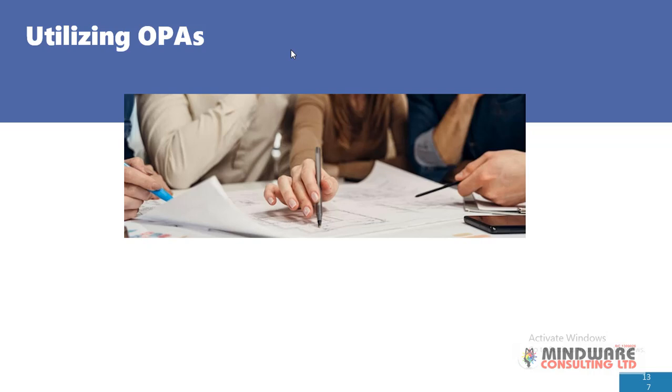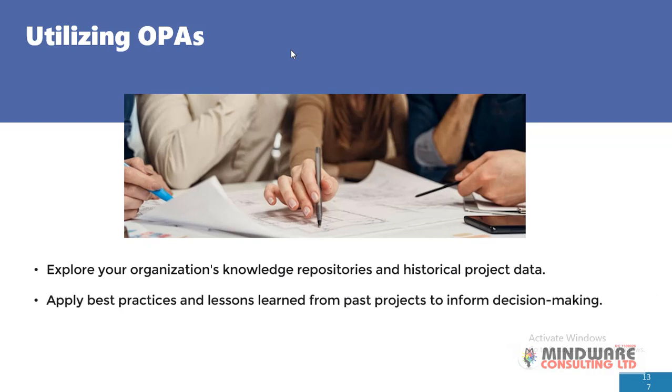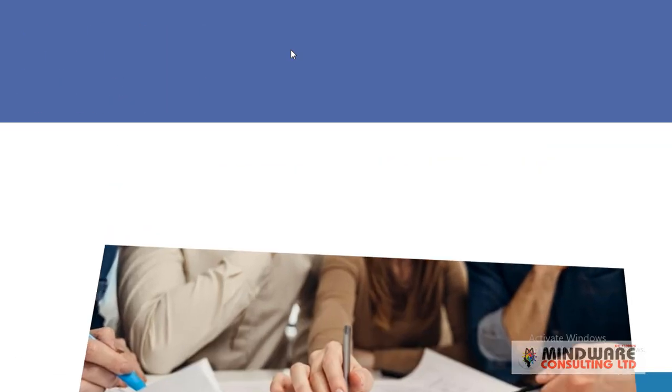Let's look at how we utilize organizational process assets, just like we've seen for enterprise environmental factors. You're going to be exploring your organization's knowledge repository and historical project data, and you apply the best practices and lessons learned from past projects to inform decision making. And you're going to leverage standardized processes and templates to streamline project management activities.